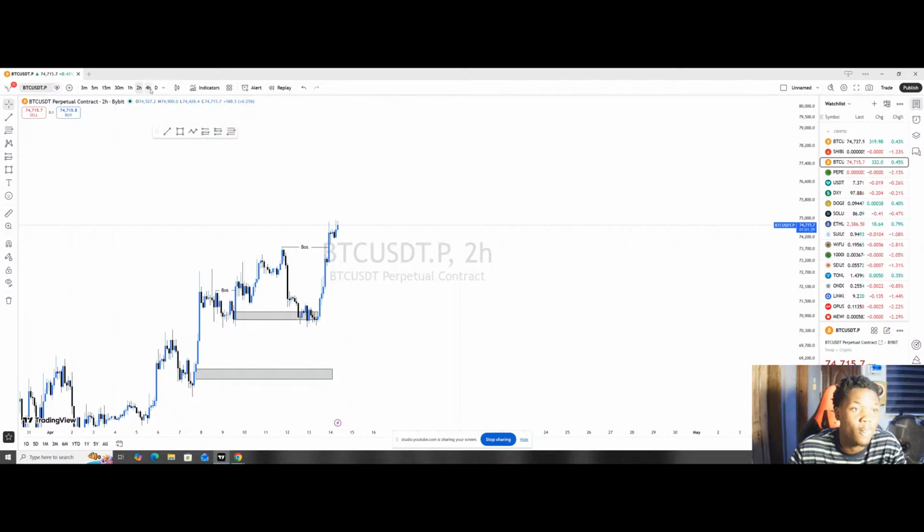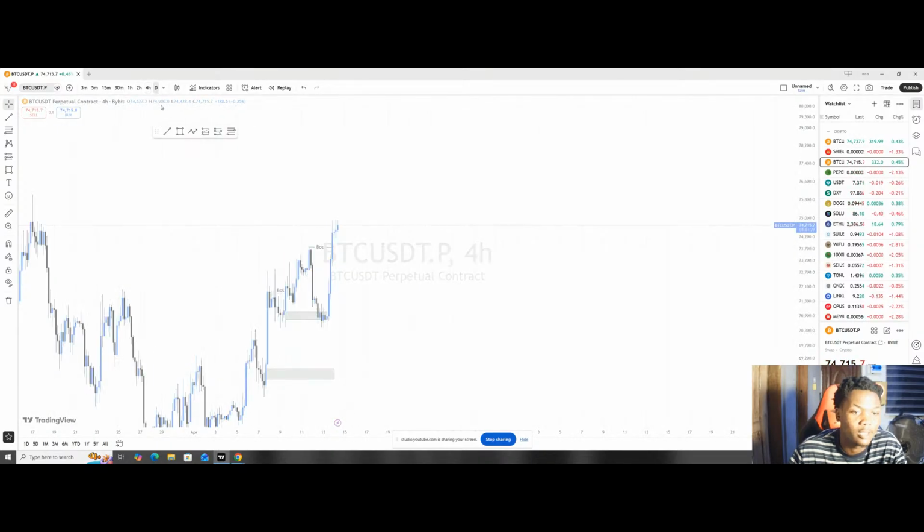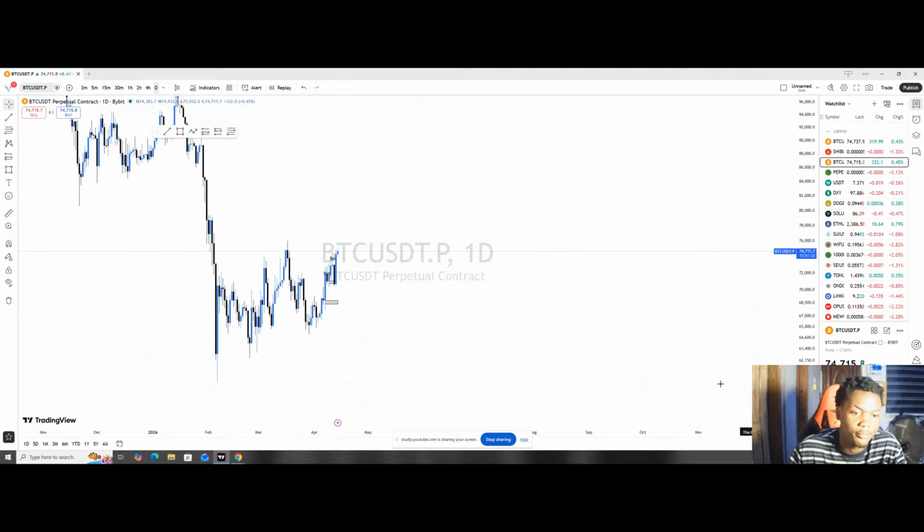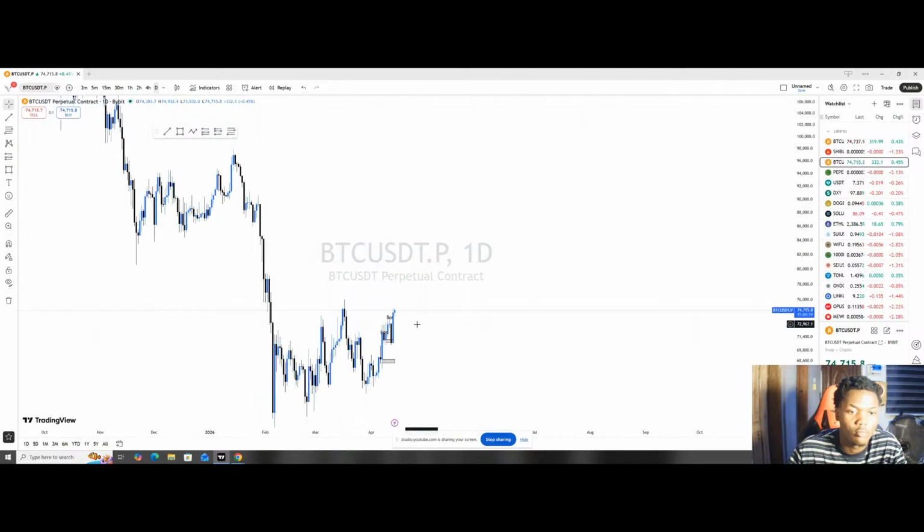Let me go to the higher time frame and see. So this is the daily time frame. So at least I'm looking at BTC to go up. BTC should go up, I think, to this level. So BTC should at least go up to this level here. So okay, let me just mark this out.